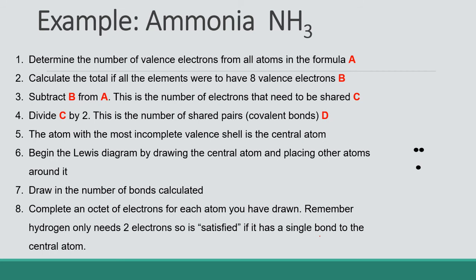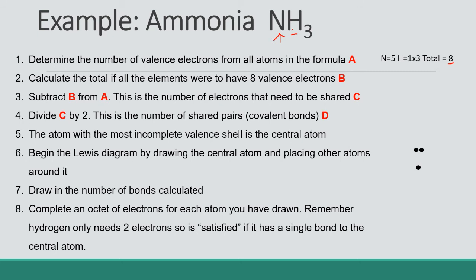So this is how we're going to work out the Lewis diagram for ammonia. We're going to work out the total number of valence electrons. So ammonia is made up of 1 nitrogen and 3 hydrogens. So it has a total of 8 valence electrons for all of its atoms.